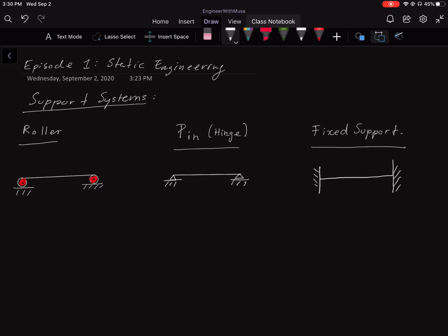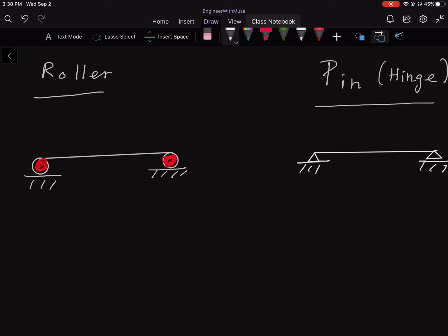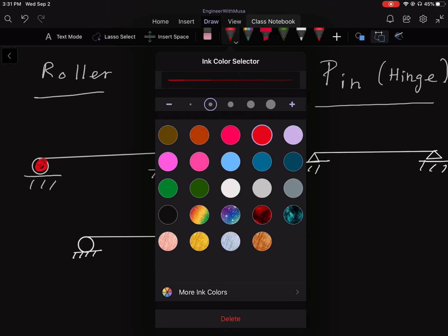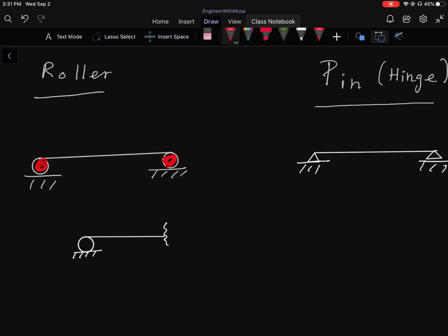Okay, so let's talk about the roller. Now the roller is a one-dimensional support, meaning that if I were to have a roller over here, and then there's a beam, we're just going to pay attention to half of it. Then you have the ground that it is resting on. This roller is going to be supported in this direction only. Okay.